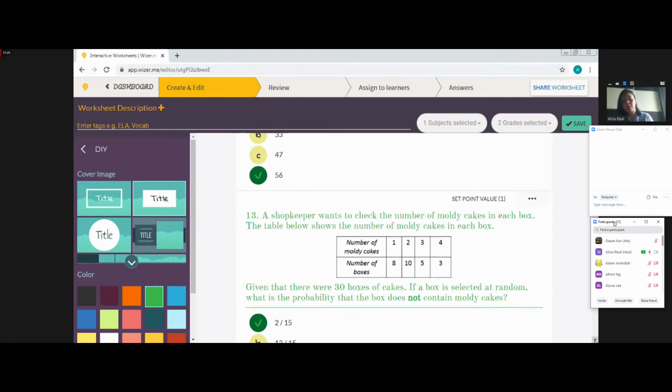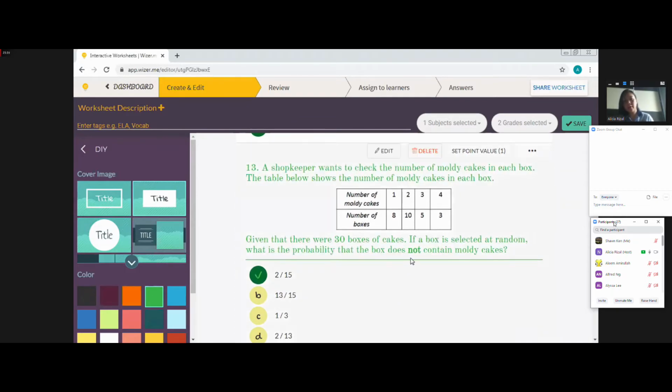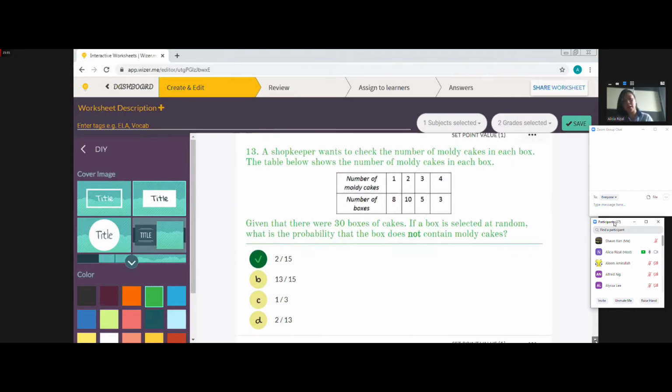Number 13, okay, I already highlight, I do not want and does not contain moldy cakes, all right? So see here, these are all moldy cakes. So you add up how many? So there's 4 more boxes which they are all perfect cakes, you see, all right? So it's 4 over 30. So simplify, the answer is 2 over 15, okay? So that's how we get A, the answer, 13 is A.